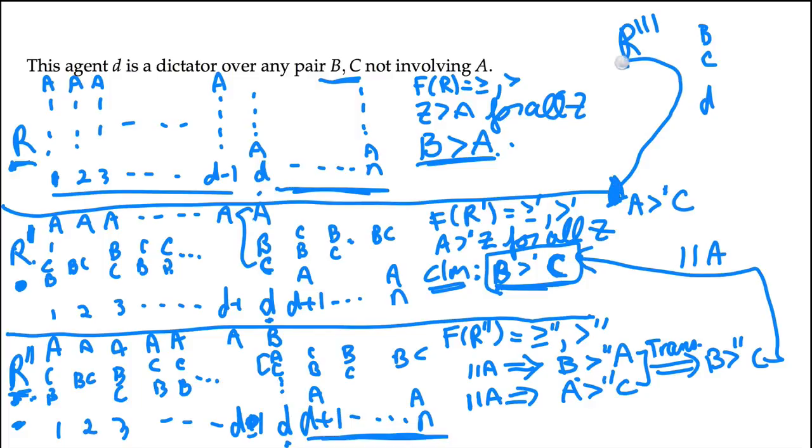But we can, of course, do that in this profile R triple prime without changing the relative ranking of B and C. So by independence of irrelevant alternatives, however R prime ranks B and C, society has to rank B and C in the exact same way under R triple prime. So however D ends up ranking B and C, if D ranks B ahead of C, then society has to rank B ahead of C. If D ranks C ahead of B, then society has to rank C ahead of B. So D is a dictator over any pair of alternatives B and C, not involving A.